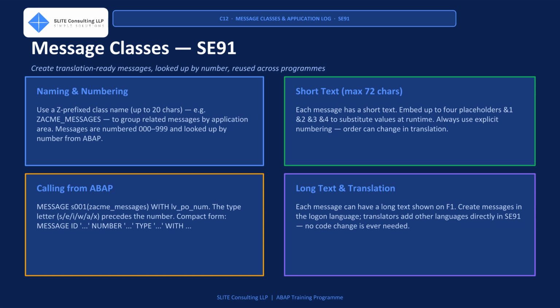The message statement references the class and number compactly. MESSAGE S001(ZACME_MESSAGES) WITH lv_number. This replaces &1 in the short text with the value of lv_number at runtime. One message class per application area. This makes it easy to maintain and translate all messages for a business domain in one place.